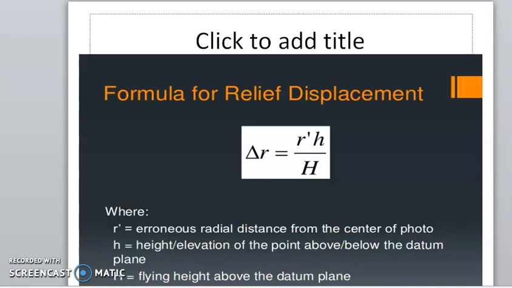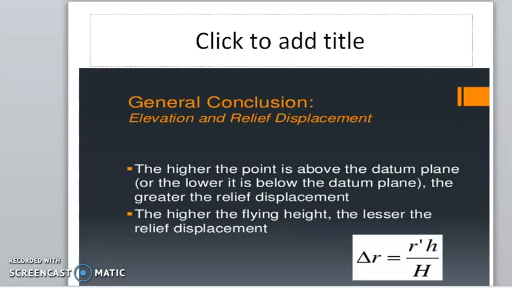Next, the general conclusion: delta R equals r' h by H, so the higher the point is above the datum plane, the greater the displacement, and the higher the flying height, the smaller the displacement.